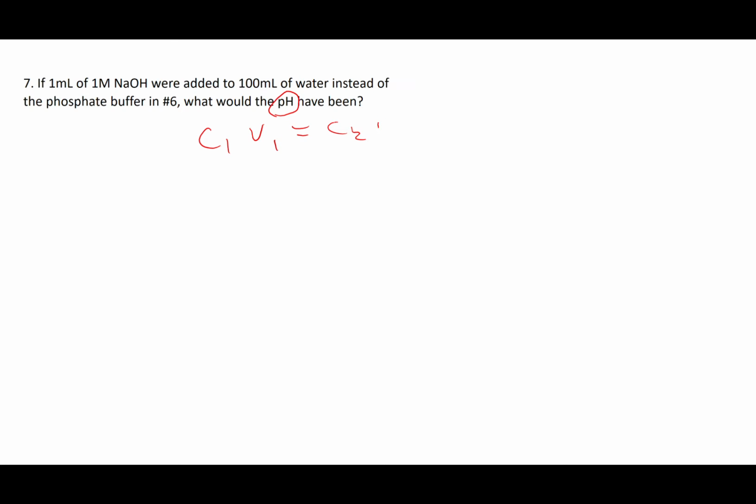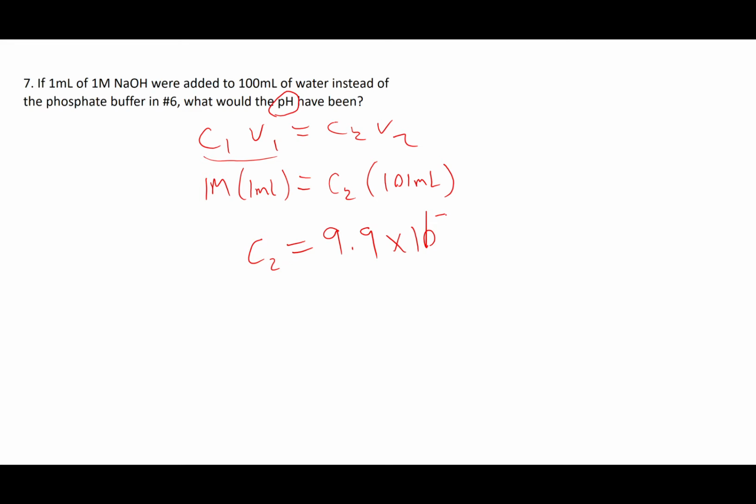C1V1 equals C2V2. All right, so we'll have the left side be our concentrated side. So we have 1 milliliter, the concentration is 1 molar, volume is 1 milliliter. All right, and I'm after what is our final concentration here. Our final volume is going to be the 100 plus the 1 milliliter we're adding, so 101 milliliters. All right. When we end up doing this, we'll get our C2 is equal to the same number that we derived in the previous problem, 9.9 times 10 to the minus 3 molar.